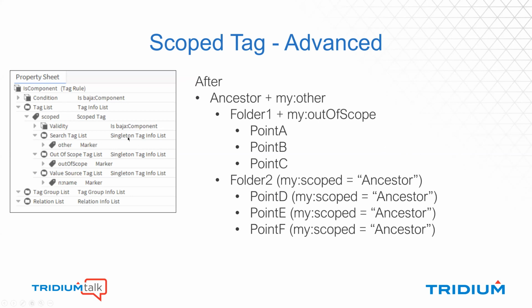As an advanced example, instead of searching for the scope tag with the scoped ID, I'm going to be searching for other. I have specified an out of scope ID, and instead of copying the tag I'm searching for, I'm going to copy the value of the n name tag on that ancestor. So here I'm applying my other tag to the ancestor component. Because folder 1 has the my out of scope tag on it, the my scope tag is not implied on it or any of its descendants. Folder 2 does have the my scope tag implied on it, and all of its descendants also have it. And the value of those tags is copied from the value of the n name tag, which in this case is the string ancestor.